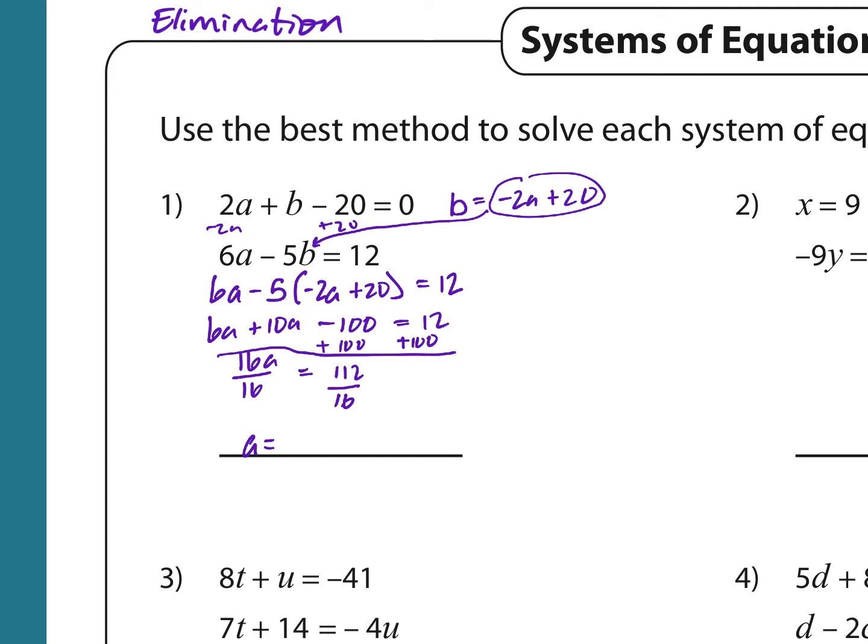I don't know what a is going to equal. 112 divided by 16. 7. A equals 7. So how do I find out what B equals? Plug in the A to up here. So B is going to equal negative 2 times 7 plus 20. So that's negative 14 plus 20, or 6. So B is 6. So my answer would be 7, 6, AB, right?